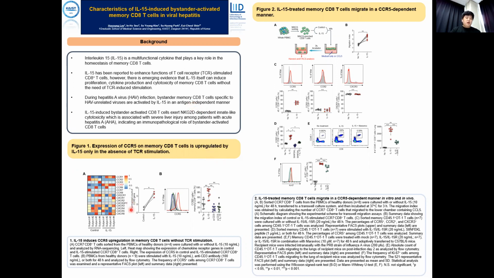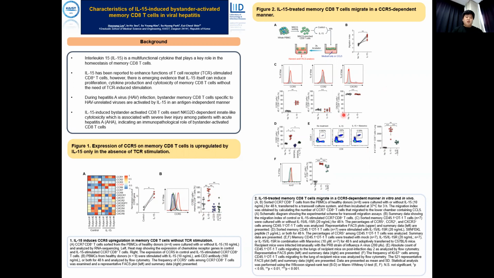In the current study, we were able to find the expression of CCR5 was increased by IL-15 stimulation among various chemokine receptors. And in a manner similar to NKG2D expression in our previous study, while TCR stimulation had no effect on the expression of CCR5, it rather inhibited IL-15-induced expression of CCR5.